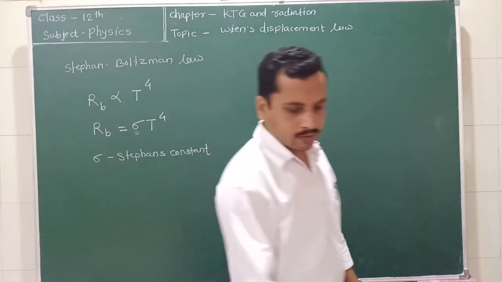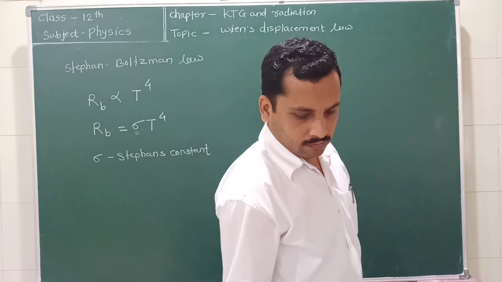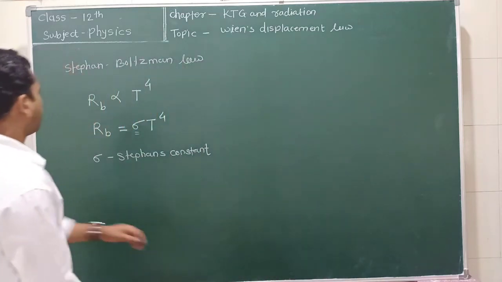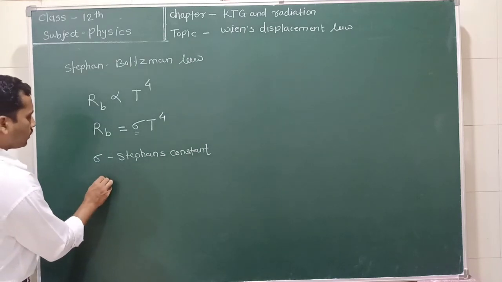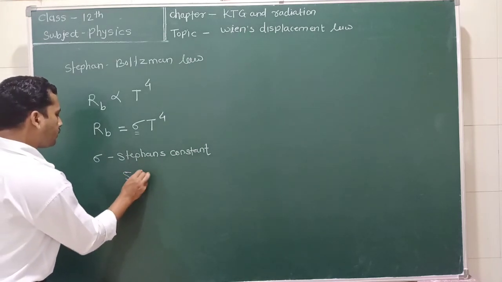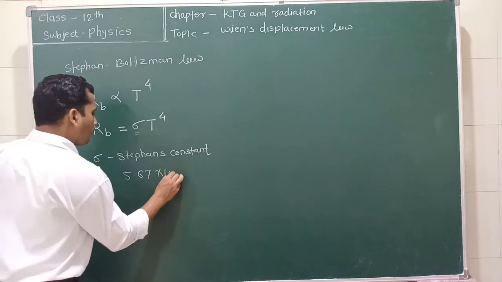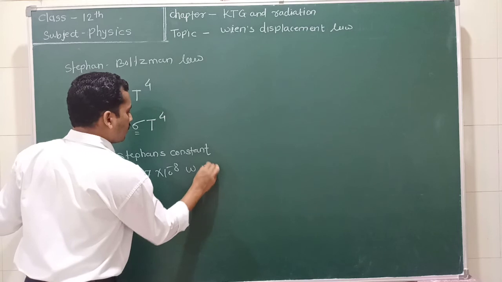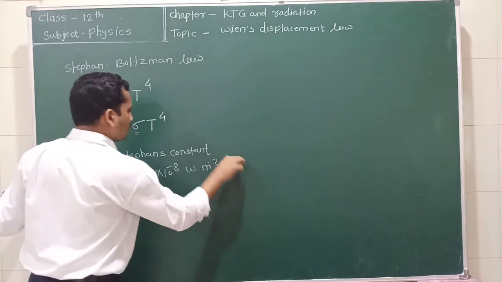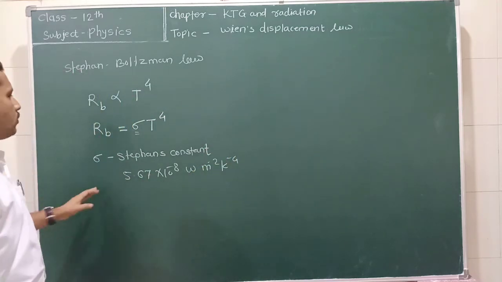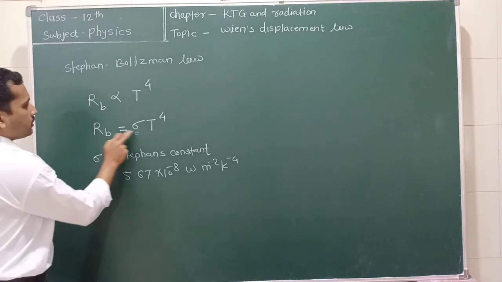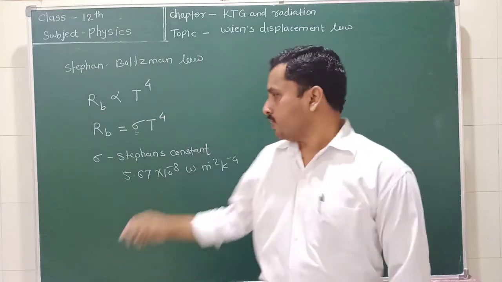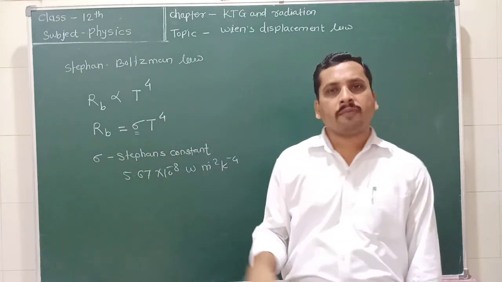Okay, and Stefan's constant value is given by 5.67 times 10 to the power minus 8 watt per meter squared per kelvin to the fourth. This is the value of Stefan's constant. So we can write RB is equal to sigma into T to the power 4. But this relation is for the perfectly black body.